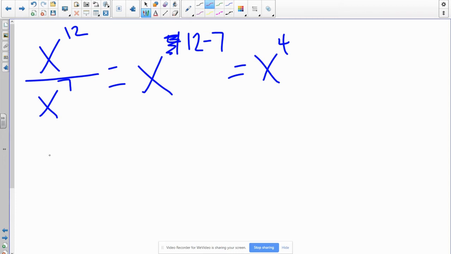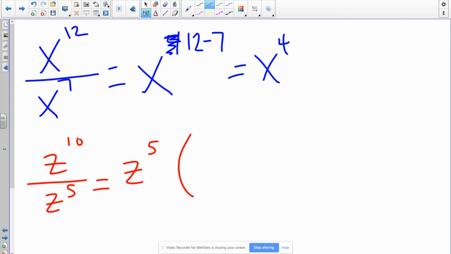Okay, another example would be z to the 10th over z to the 5th. So that means I'd have 10 z's in the top. I would have 5 z's on the bottom, which means we have 5 pairs of z's that would match up and become 1, which then means that we would have 5 z's left at the top. Because mathematically, we are doing 10 minus 5, and that equals 5 z's.